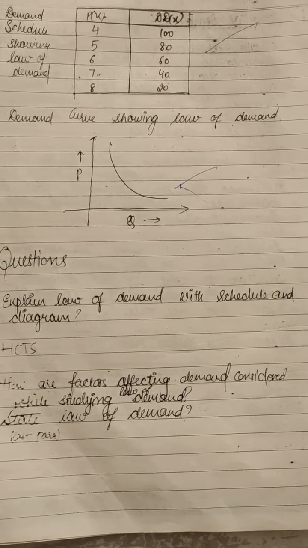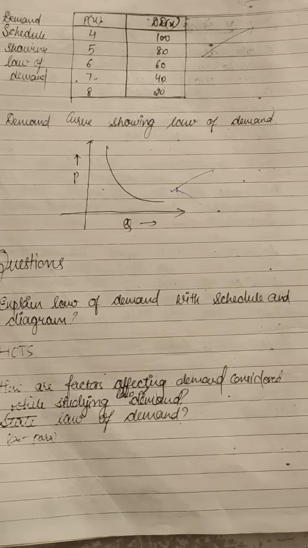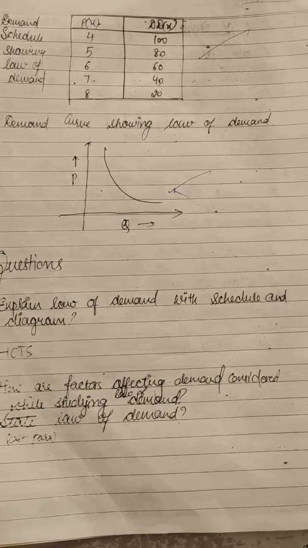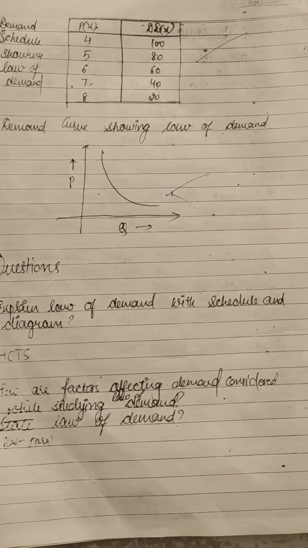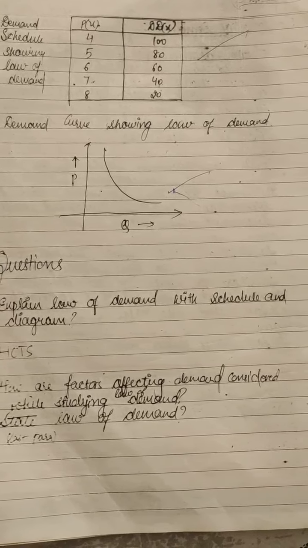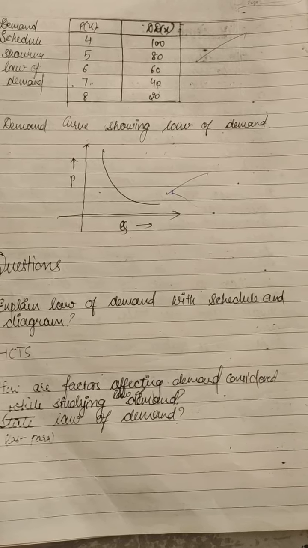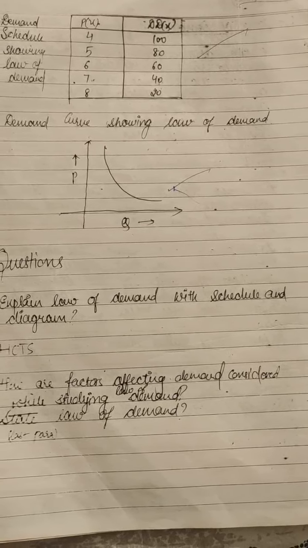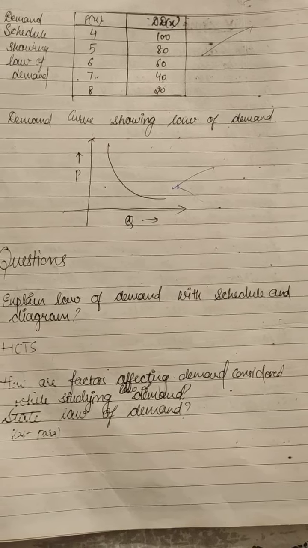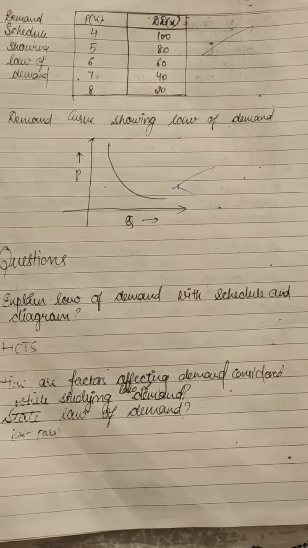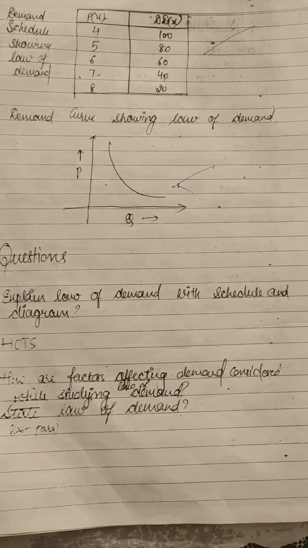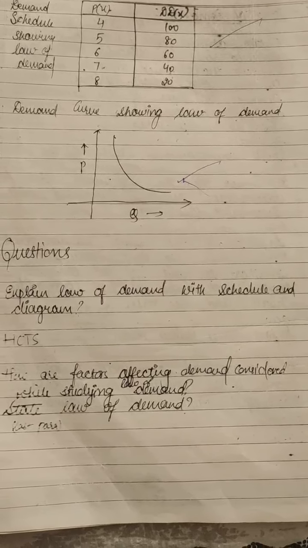Demand curve showing the law of demand. On x-axis, quantity demanded is plotted, and on y-axis, price of the commodity is plotted. And when we graphically plot the demand schedule on the curve, it is known as demand curve, which shows the law of demand. It is downward sloping. It is so because of the inverse relationship between the price of the commodity and the demand of the commodity. Some questions are given here.